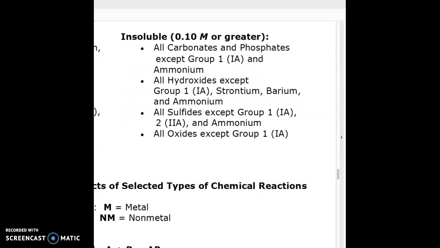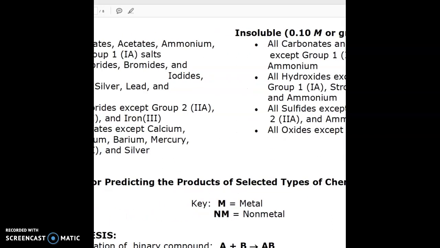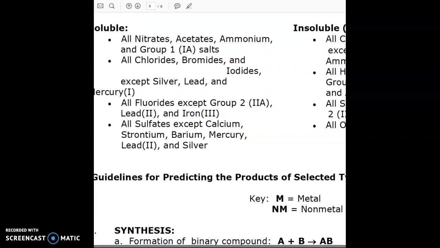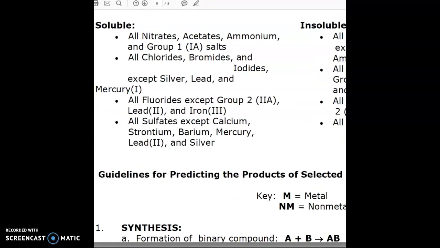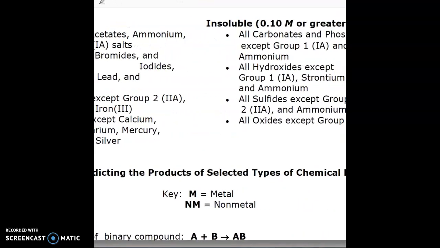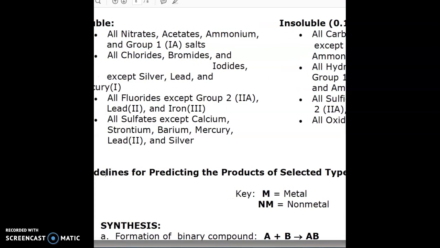So what you need to do is go to your reference table. I think it's page 6. We've covered in detail the solubility rules, but go down to the bottom of that. It says guidelines for predicting the products of selected types of chemical reactions. Types of chemical reactions. These are your choices in North Carolina.